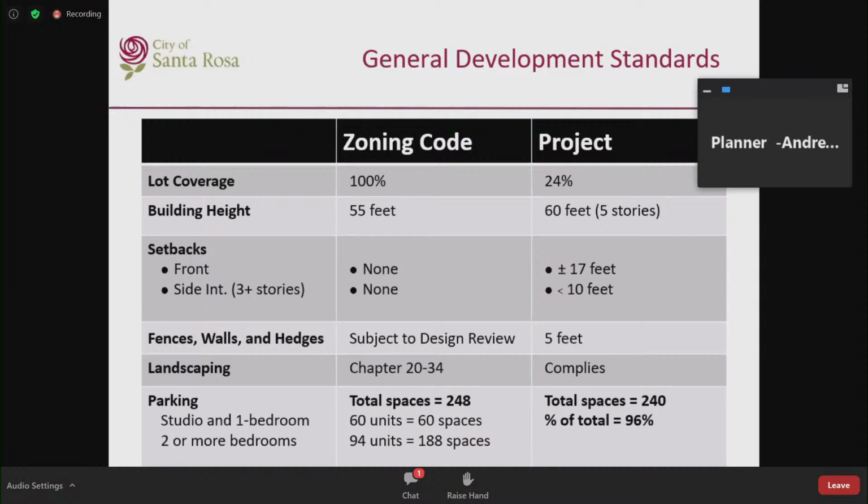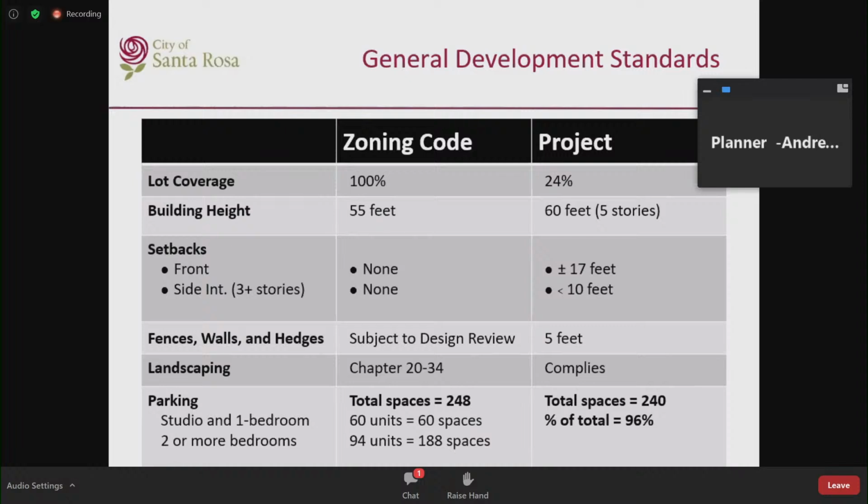The general development standards applicable to this project, the project is well within the maximum lot coverage. In the general commercial zoning district, maximum building height is 55 feet. In order to achieve the desired goals of the project, it is required to have a maximum building height of 60 feet or 5 stories. And this is where the density bonus concession has been applied to project building height.